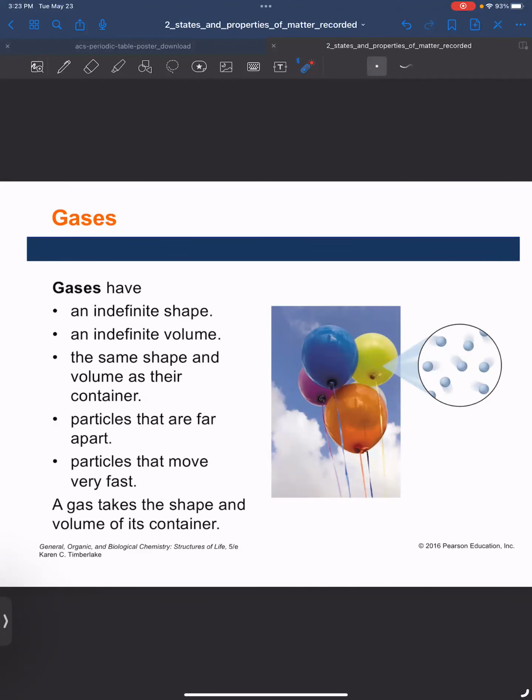And the final state of matter we'll be working with are gases. And gases have indefinite shape and indefinite volume. They have the same shape and volume as their container. So for example, in this balloon, we enclose the gas particles inside there. Now you can see here, these gas particles are representing helium inside the balloons. They're really far apart. And you can see the shadow there that's trying to represent the fact that these particles are moving very fast. So once again, a gas takes the shape of the volume of its container.